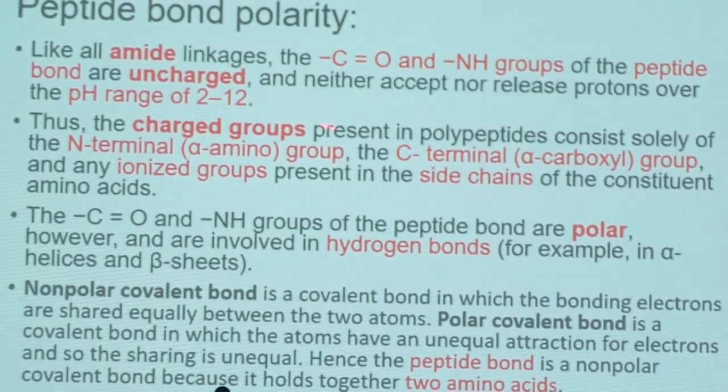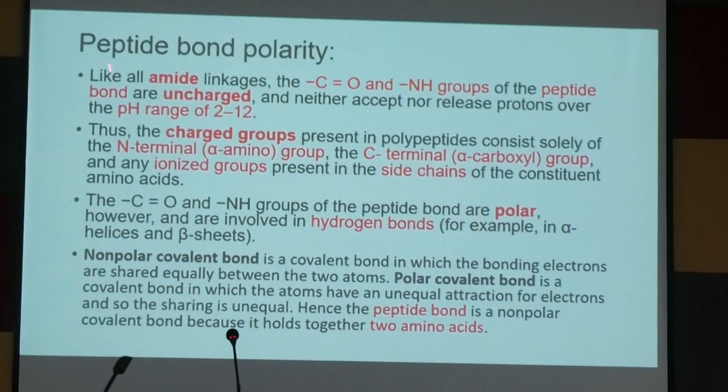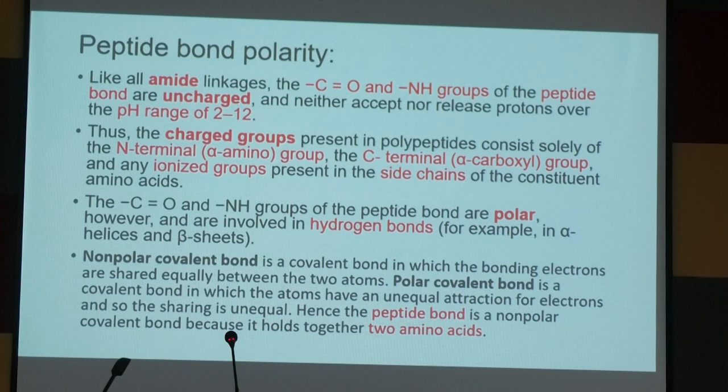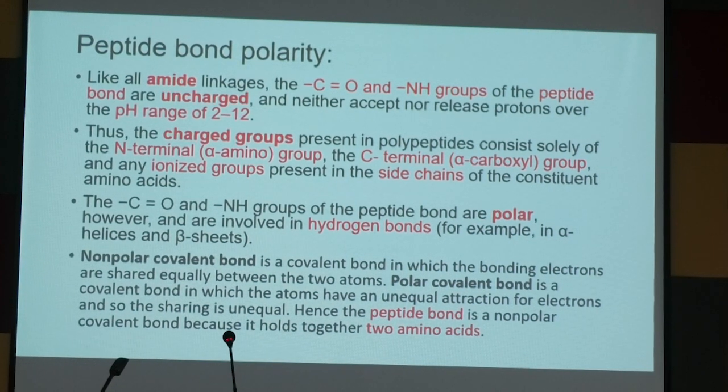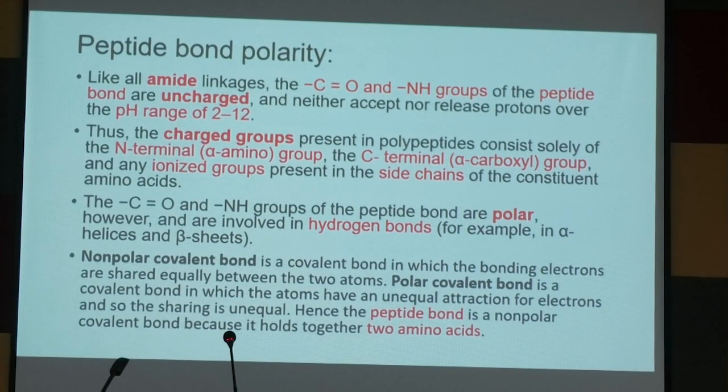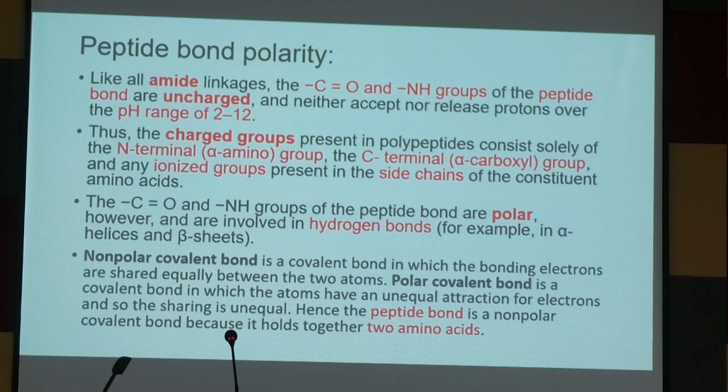So this peptide bond has uncharged and polar character. So what are the charge groups? The terminal amino group or the terminal carboxyl group. And the other charge groups can be on the side chains.